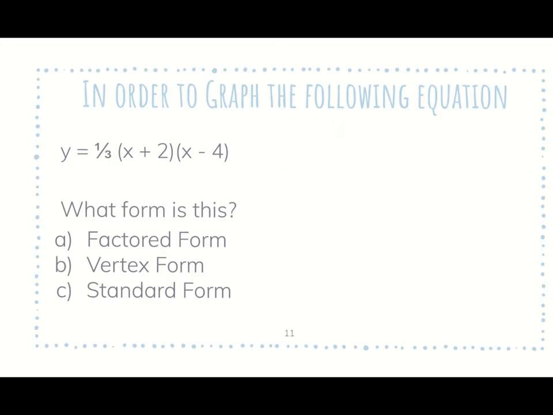And lastly, in order to graph, we need to know what form it is. What form is y equals 1/3 (x plus 2)(x minus 4)? You should have said that this is factored form. And let's think about, what do we know about factored form? It tells us the zeros, which is our x-intercepts. So we're going to use our x-intercepts and, of course, the vertex to go ahead and graph.